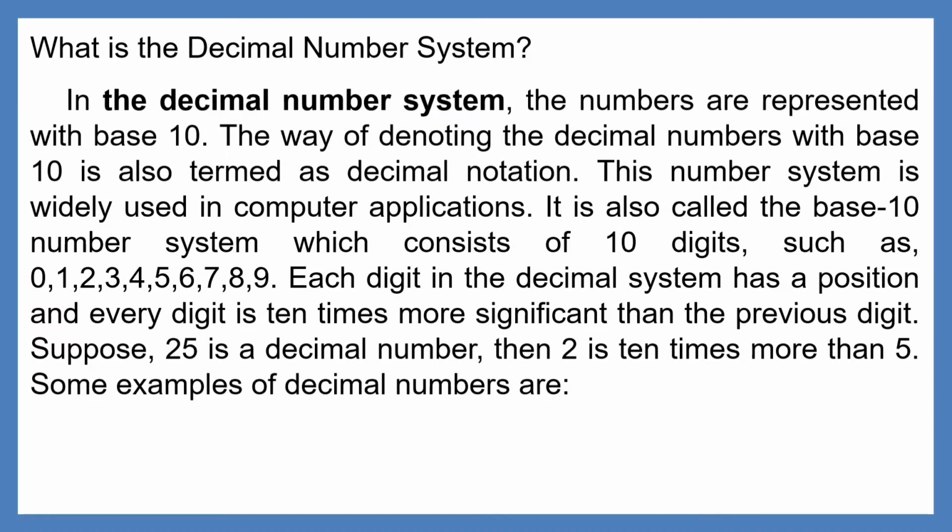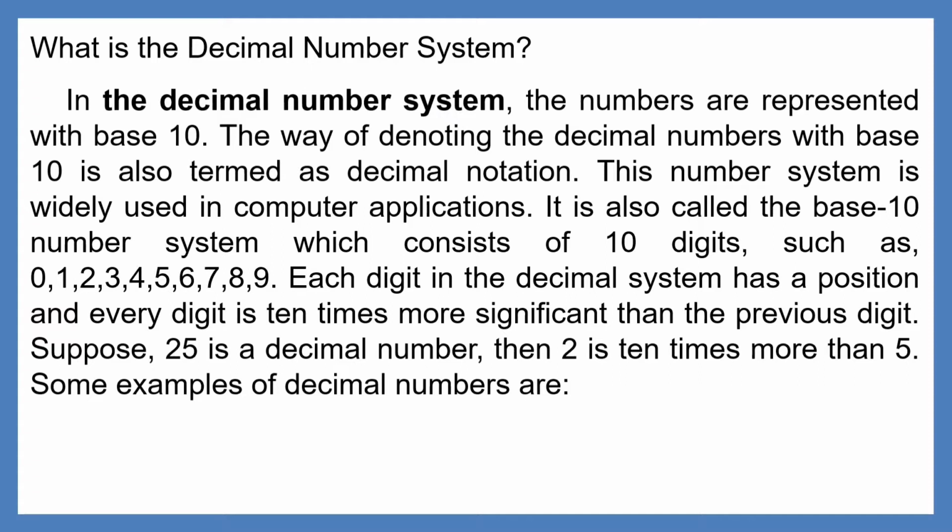The way of denoting the decimal numbers with base 10 is also termed as decimal notation. This number system is widely used in computer applications. It is also called the base 10 number system, which consists of 10 digits such as 0, 1, 2, 3, 4, 5, 6, 7, 8, and 9.